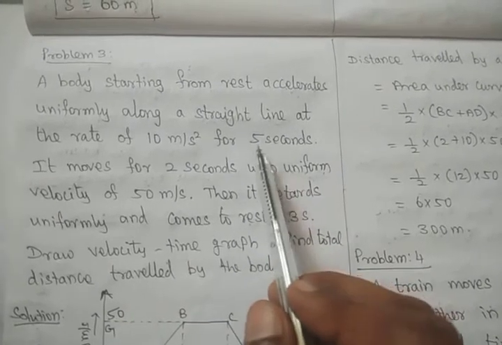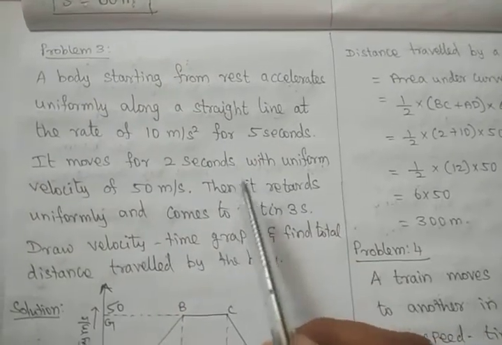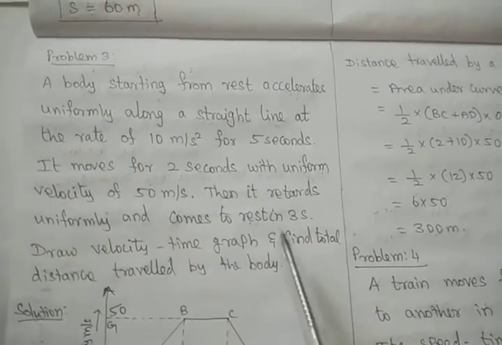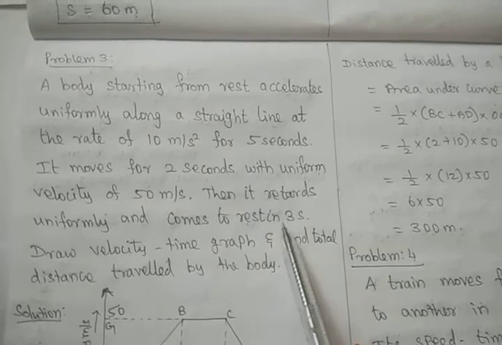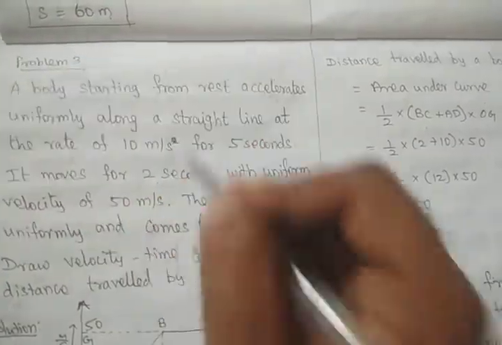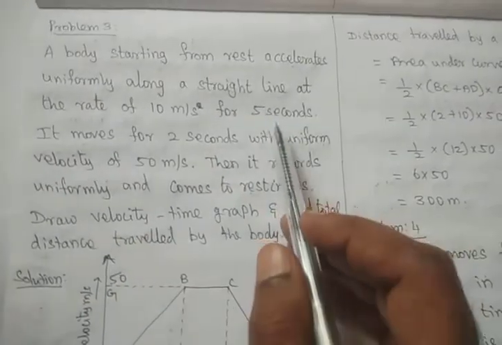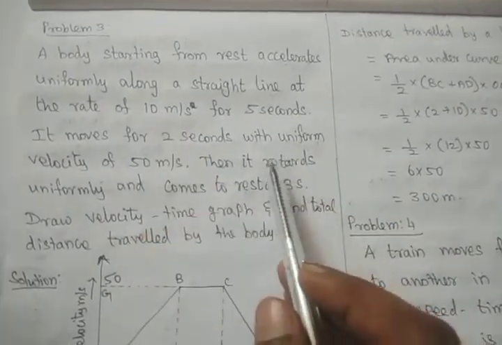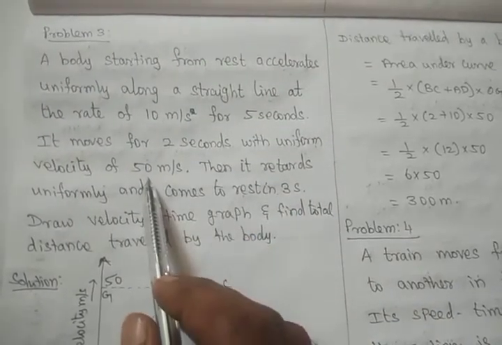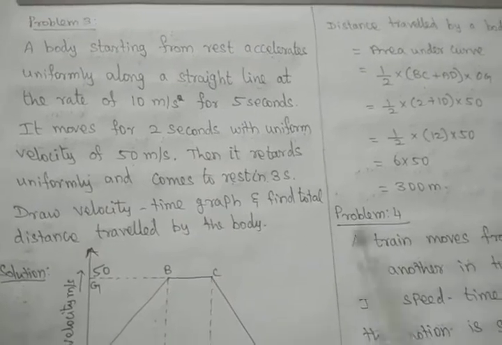So very simple. For the first 5 seconds the acceleration is 10 meter per second square. For the next 2 seconds the velocity is 50 meter per second. Then within 3 seconds it comes to rest. So I think it is not a meter square, it is a meter per second, the velocity of the body. So first 5 seconds it accelerates, then for the next 2 seconds it moves with 50 meter per second, then in 3 seconds it comes to rest.